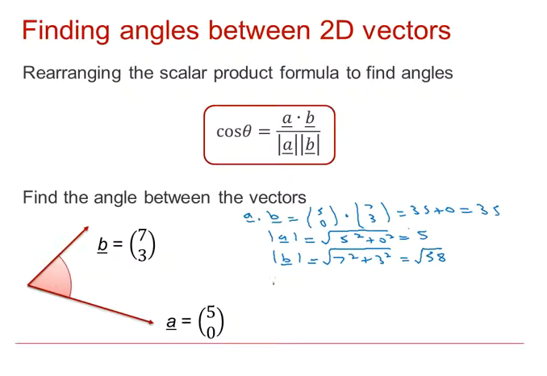So using this rearranged dot product, we can say that cos theta is a dotted with b, which is 35, over the modulus of a, which is 5, times the modulus of b, root 58, which gives us theta equals 23.2 degrees to 3 significant figures.